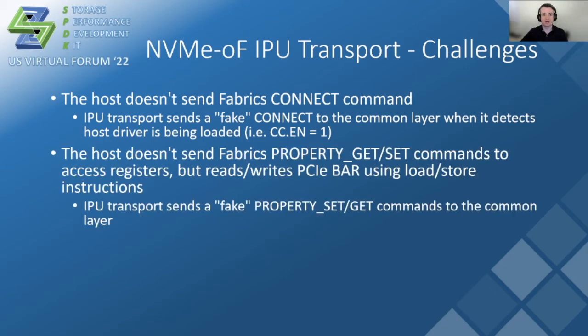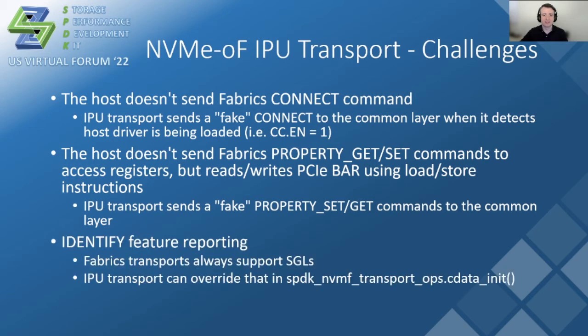Another challenge comes with the way registers are accessed. Again, the host sees a PCIe device, so it's doing read-write operations to a PCIe bar, and it doesn't use the fabrics property get, property set commands that the NVMe layer expects. But similarly to the problem with the connect command, the transport can prepare and send a fake fabrics property get or property set command to the NVMe layer to make sure that it handles the register read or write appropriately.